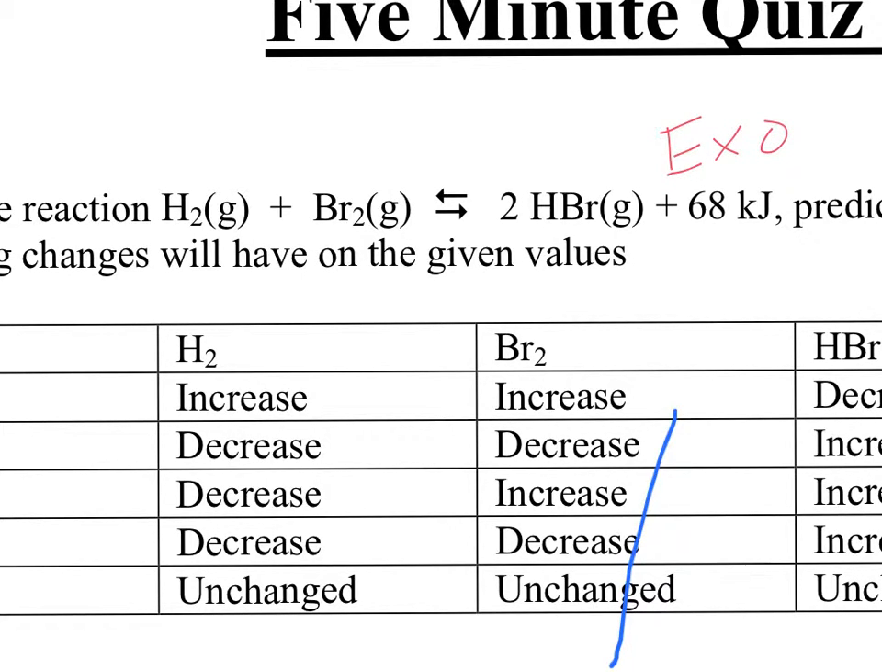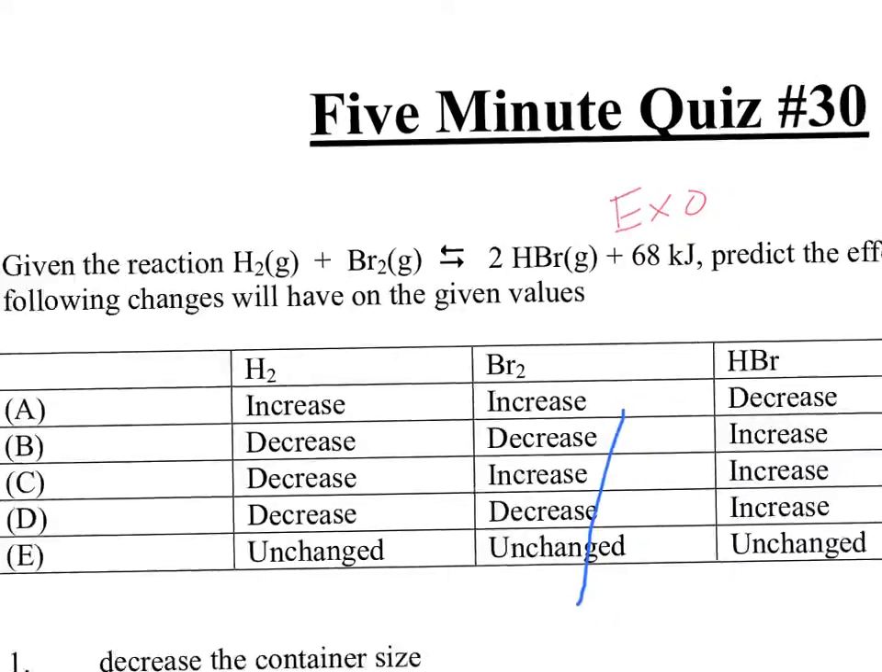Don't let them fool you. I would look for delta H. If delta H isn't there, look where the heat is in the reaction. Be very careful with that, okay? They may throw that at you. So this is actually acting as exothermic.